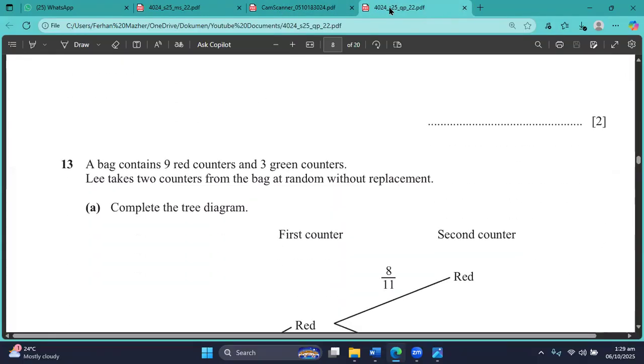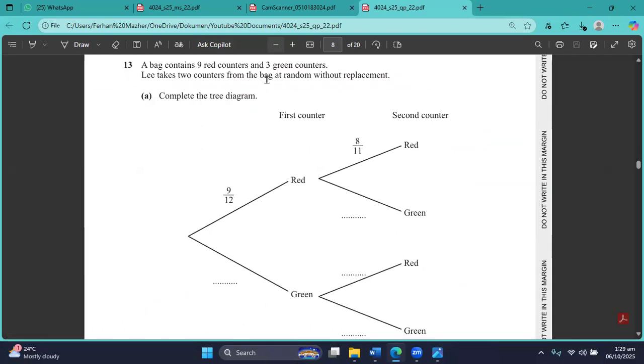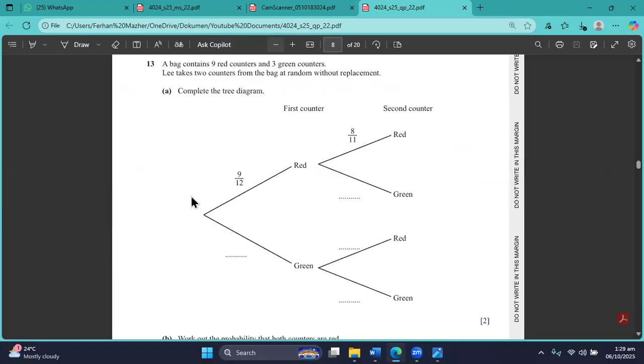Okay, so we are going to the next question. That is question number 3. He says, a bag contains 9 red counters and 3 green counters. Lee takes 2 counters from the bag at random without replacement. When you go without replacement, the total changes and the number of the type which you have taken first also changes. So what we have to do is complete this tree diagram.